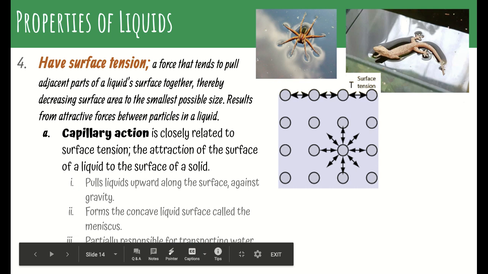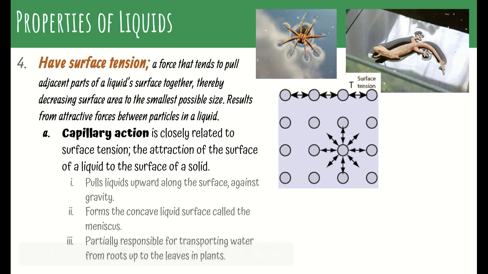Liquids also have surface tension, which is unique. Okay, it's the only phase of matter that has surface tension. Okay, and this comes from the force of your molecules to be more attracted to one another at the surface. Okay, so the adjacent parts, like if you're looking at this picture here, these two particles are going to be more attracted to one another than they are to anything else around them.